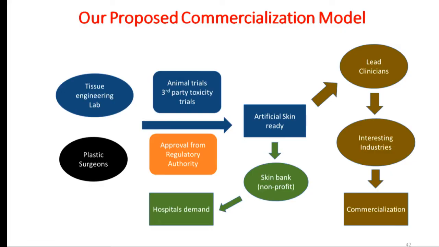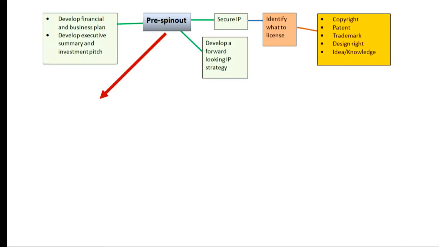For example, if you can have a skin bank which is non-profit, and hospitals demand it, you can send skin to the hospital. The other thing is, if you are working with lead clinicians who are very popular, and people trust them, and they work in very good hospitals, if they say that this skin is good, they endorse it. So the industry companies will definitely come for manufacturing, and you can commercialize. That's basically our model. So, how do you spin out university-based research?